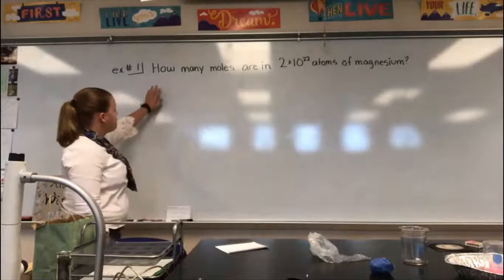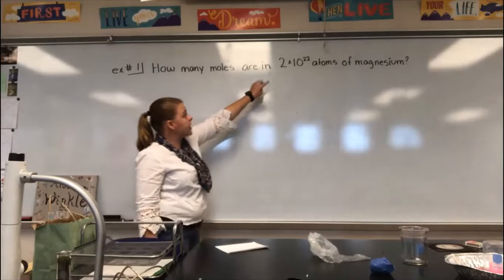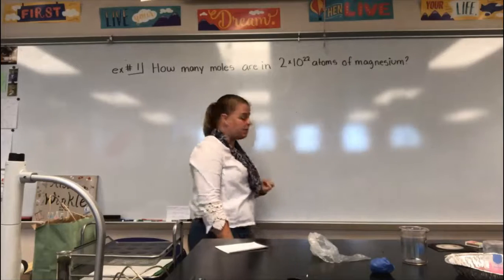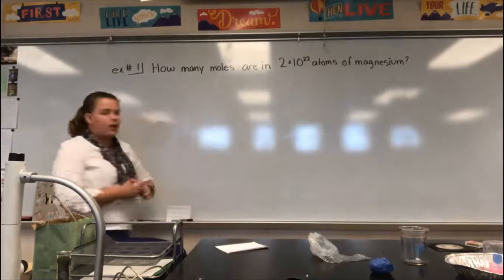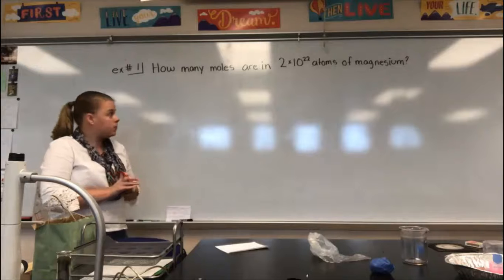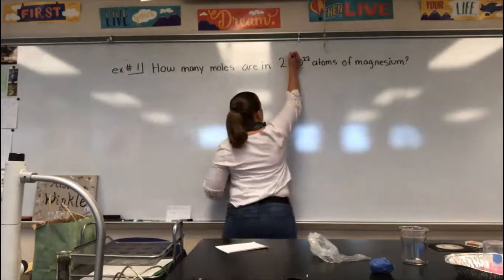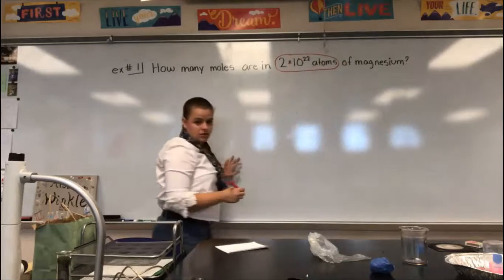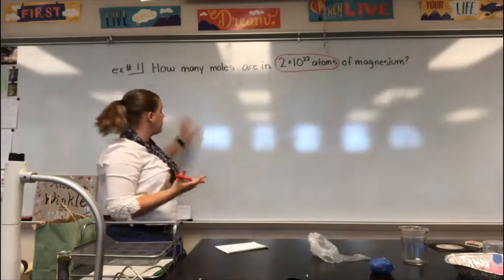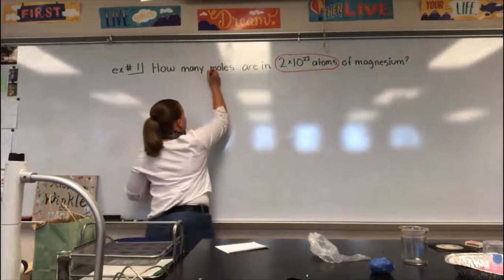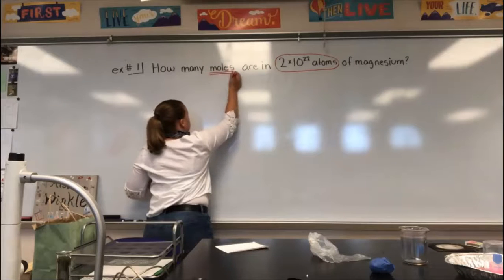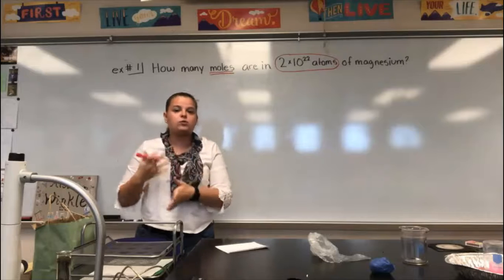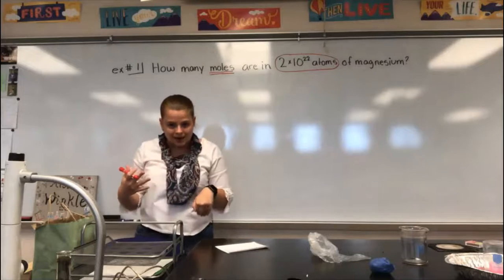So here we have: how many moles are in 2 times 10 to the 22nd atoms of magnesium? So we've got to figure out what we are given in this problem. Well, we are given the 2 times 10 to the 22nd atoms. And what we need to find is how many moles. So we have to find the number of moles. So we've got to refer back to that mole island sheet, because that mole island sheet tells you what goes on the top, what goes on the bottom.